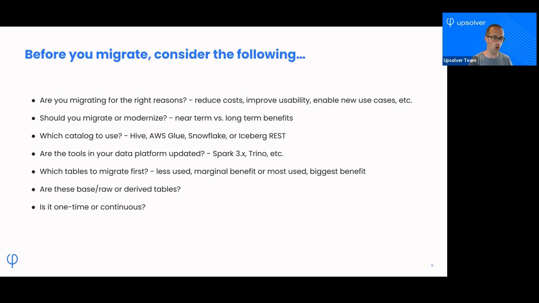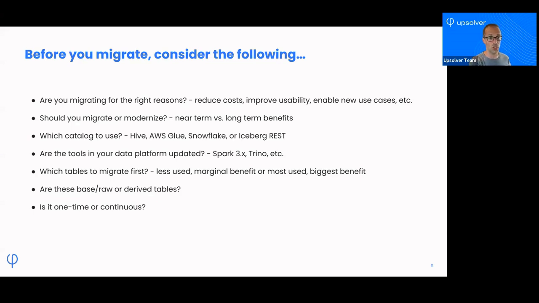Are these base or raw or derived tables, right? If you have a bunch of raw tables coming from your Postgres or MySQL database into staging, into the bronze layer in your data lake, do you want to migrate those tables to Iceberg? Are you okay leaving those as Hive tables? And then the derived tables, the ones that are based on some business logic after ETLing, do you want those to become Iceberg tables? It's a good strategy to think about, right?